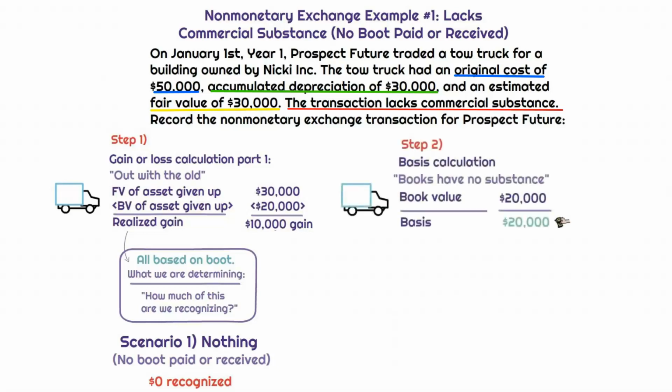Now we can move on into step 2, calculating the basis, right? This is the asset that is going to the balance sheet. So when we have a situation where the non-monetary exchange transaction lacks commercial substance, we're remembering books have no substance. All right, if you want some substance, watch a movie. Okay, so what that tells us is that we're going to start with the book value of the asset given up. Okay, so the book value is $20,000. We calculated that in step 1.